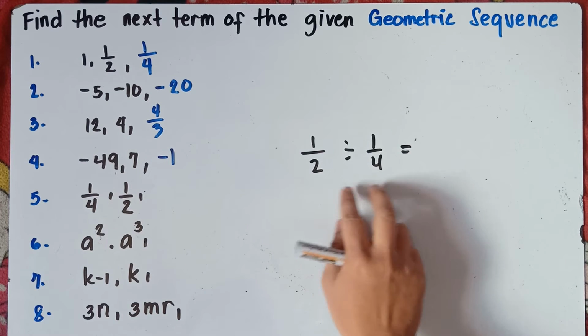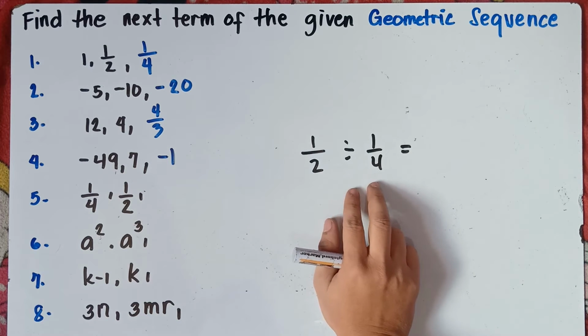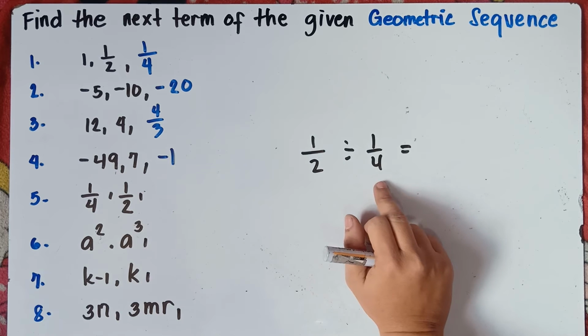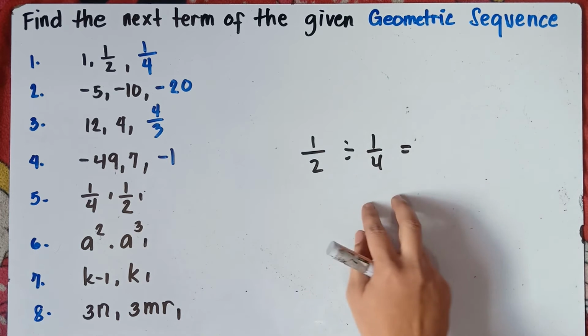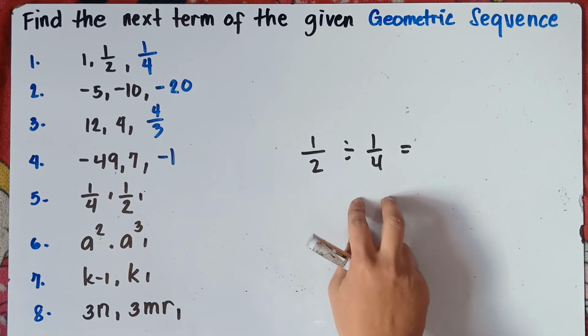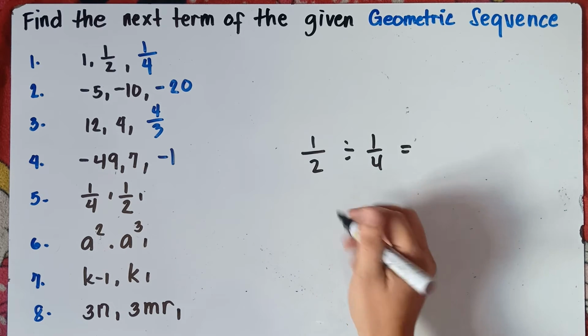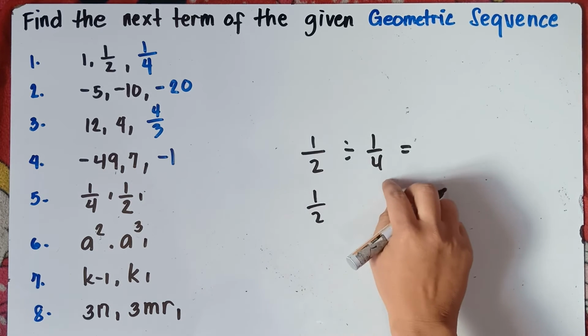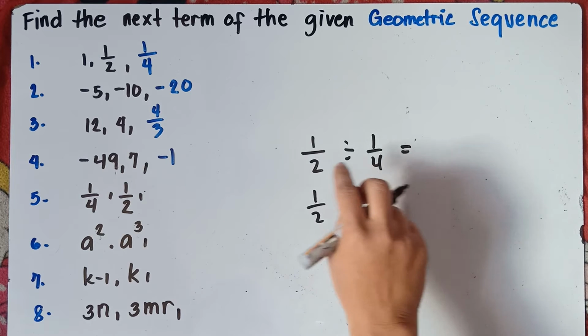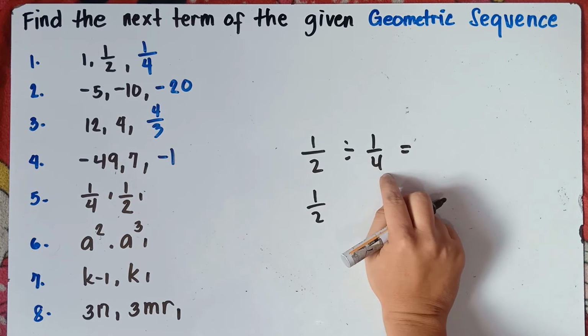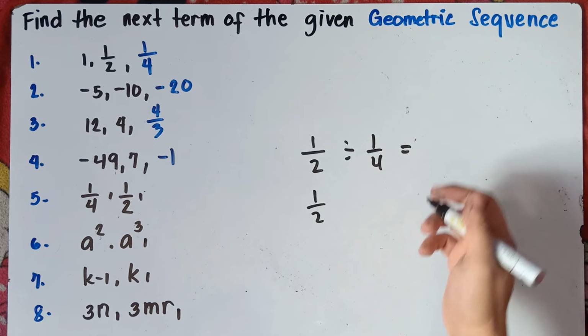So in dividing fractions, class, the thing that you will do is you need to get the reciprocal of the divisor and then you proceed to multiplication, because you cannot divide the fractions directly. So if you have these given fractions, you get the reciprocal of the divisor, this one. This is the divisor, this will be the dividend. Get the reciprocal of the divisor, then proceed to multiplication.